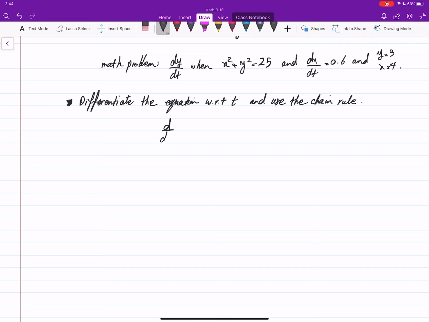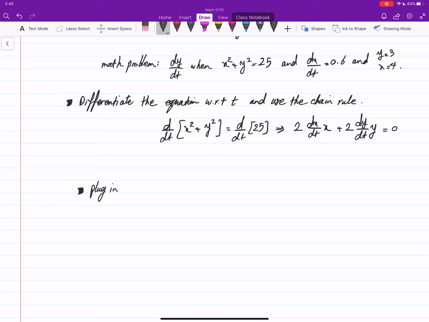So this means that we have to differentiate x squared plus y squared equals 25. Well, the chain rule applied here will give us 2 dx dt x to the power 2 minus 1 plus 2 dy dt y to the power 2 minus 1 is equal to 0. We can simplify a little bit here, but let me just go ahead and apply the second step, which is plug in the given values. So here 2 times dx dt. Oh no, dx dt is how fast the bottom moves away, which is 0.6. X is 4, and plus 2 times dy dt we don't know, and y at that moment is 3.